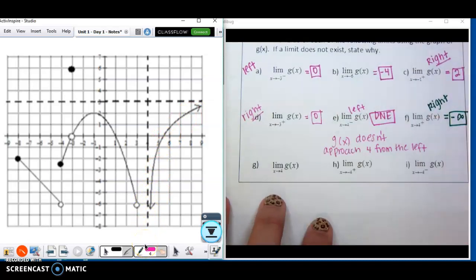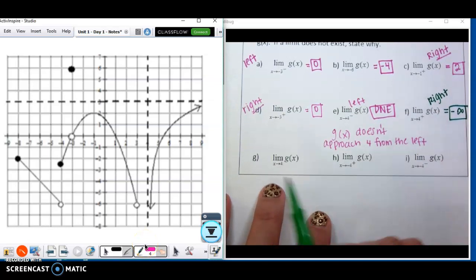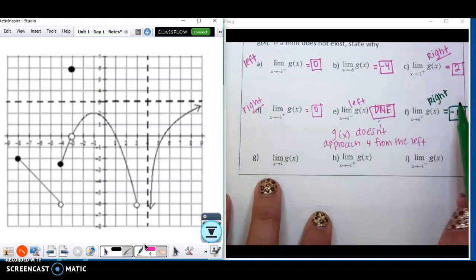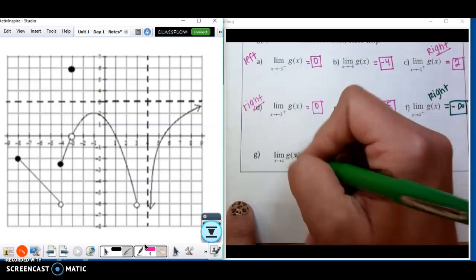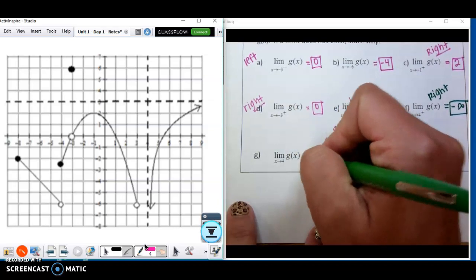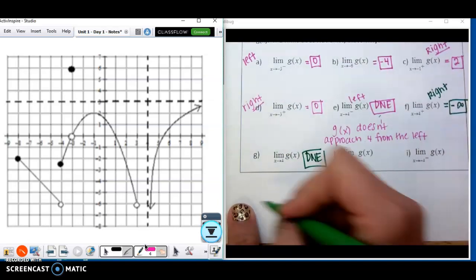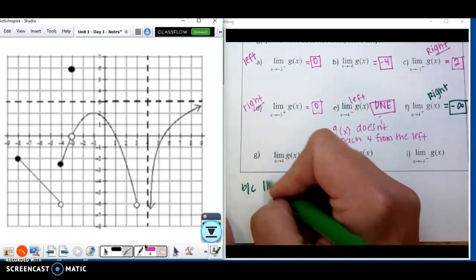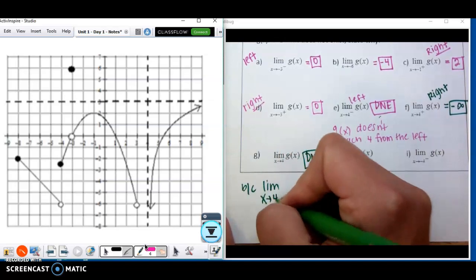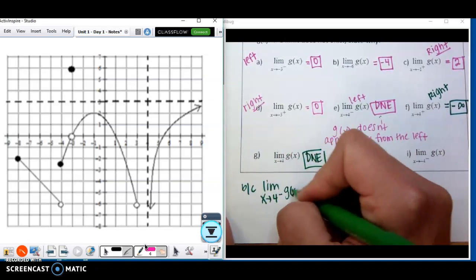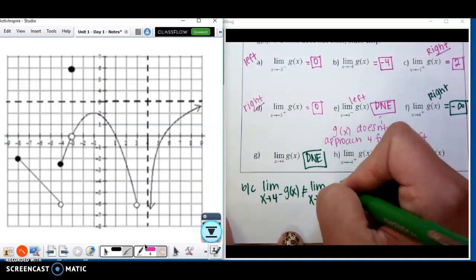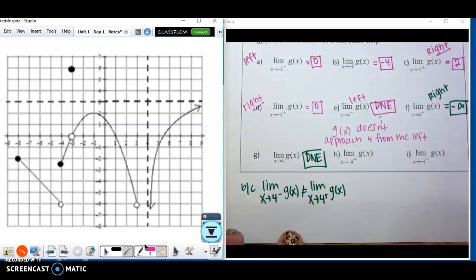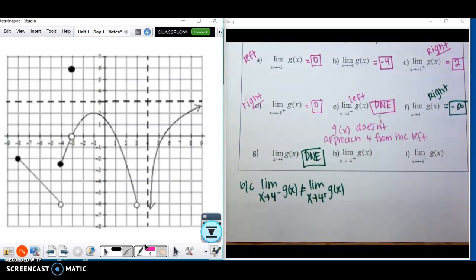Okay. So then part G, the limit as x approaches 4. Well, you've already looked at the left and you've already looked at the right. Are they the same thing? No, one of them already didn't exist. So this doesn't exist. And if you have to give it a reason, because the limit as x approaches 4 from the left is not equal to the limit as x approaches 4 from the right. Okay, one of them already does not exist.